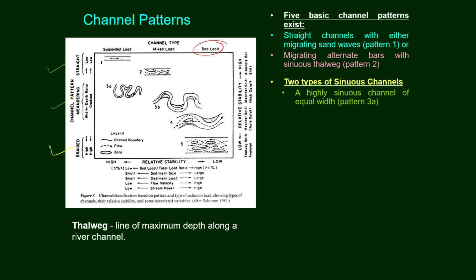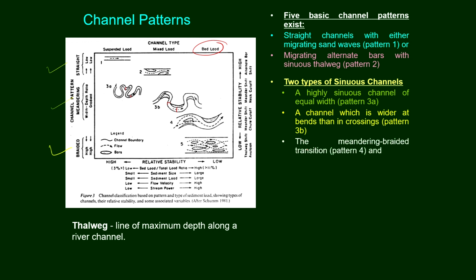So, this width has been taken into consideration. So, they have the equal width, and a channel which is wider at the bends. So, this is wider as compared to this one here. Okay. So, this is wider at the bends, and pattern 4 is your meander braided. So, you have meander as well as braided because they are separated by the small islands here.